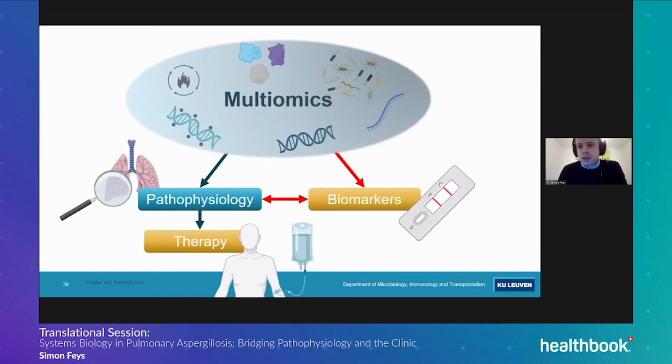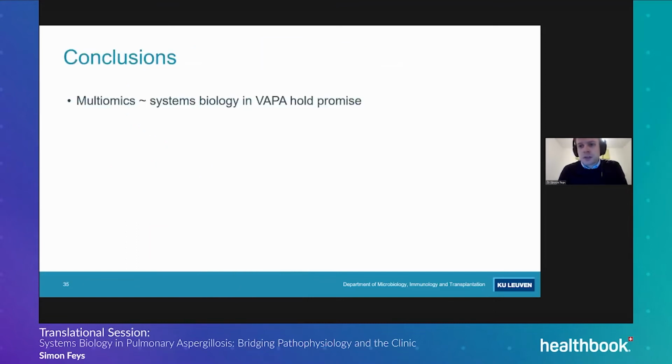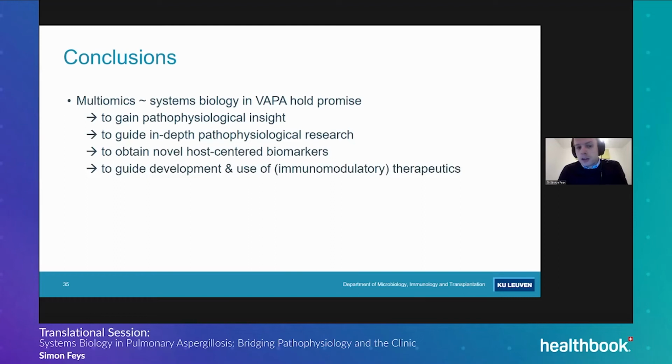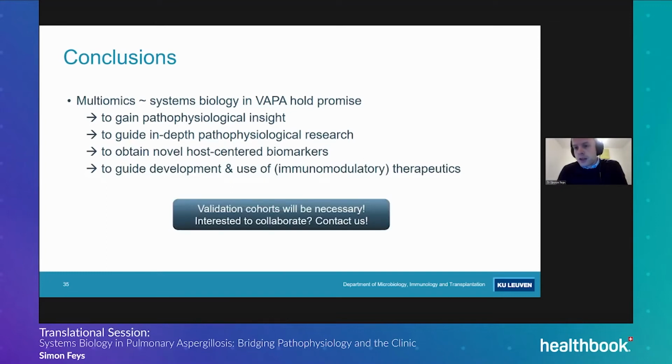As a conclusion, we went over the multiomics and their potential benefits for VAPA research. And so I think we can conclude that multiomics and systems biology in VAPA hold promise to gain pathophysiological insight, to guide in-depth pathophysiological research, to obtain novel host-centered biomarkers, and lastly, to guide development and the use of, in the future, potentially immunomodulatory therapeutics.